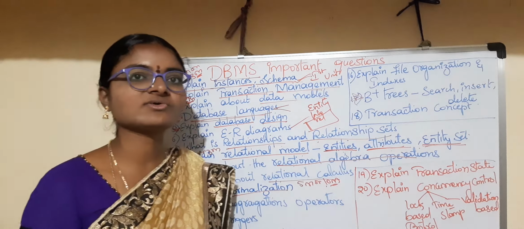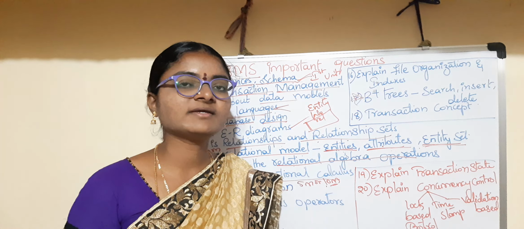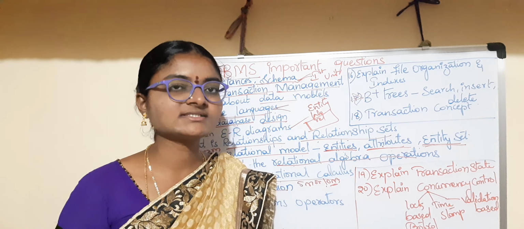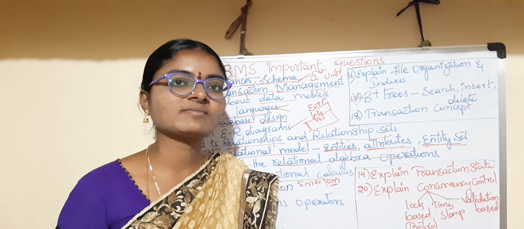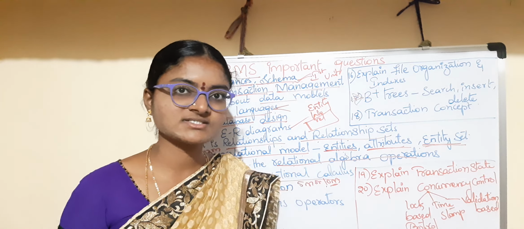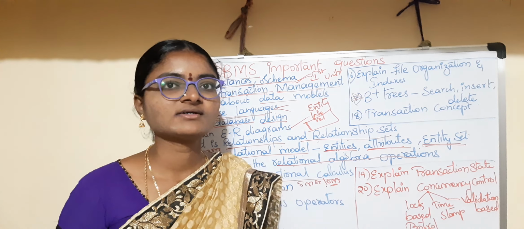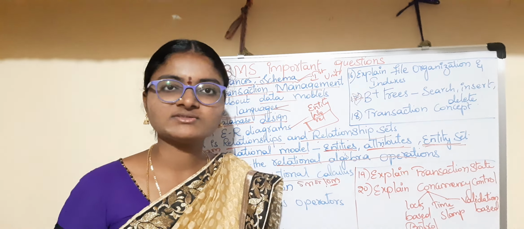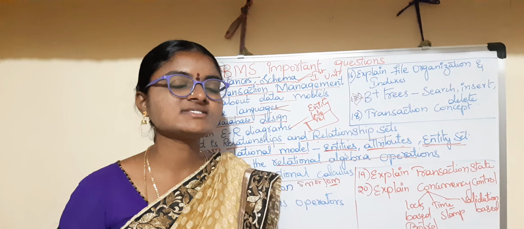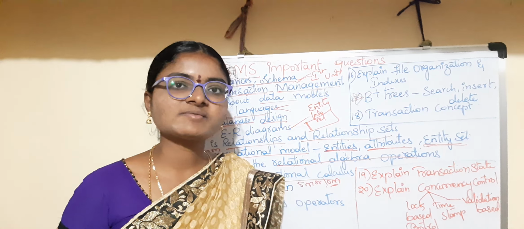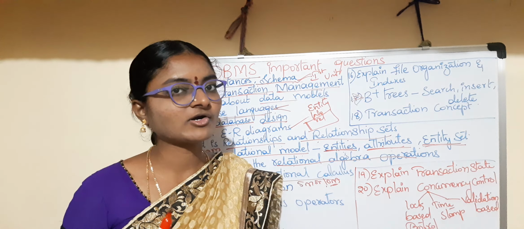Normalization is the process of organizing our data. The first normalization is there, second normalization is there, third normalization, fourth normalization, Boyce-Codd normalization, all those are there. You can follow it, students. That is the first normalization, it will have the atomic values.